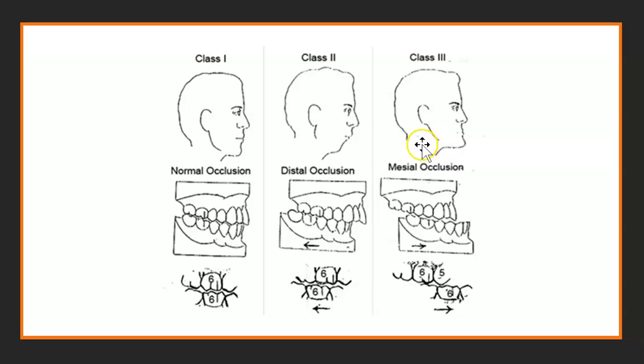And then class 3 is when the mandible gets forward, or mesial. And you can see here the mesiobuccal cusp is way back compared to the groove right here. So be familiar with these classification systems, or classification for occlusion, sorry.